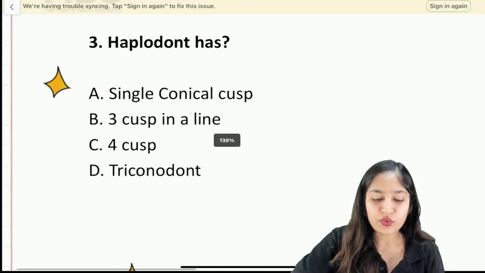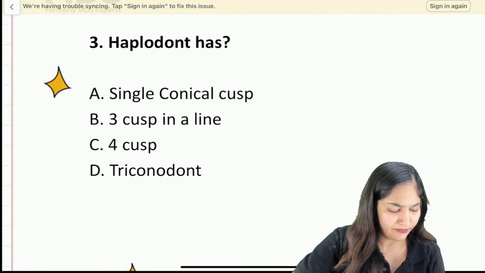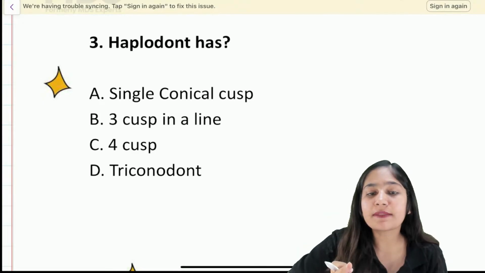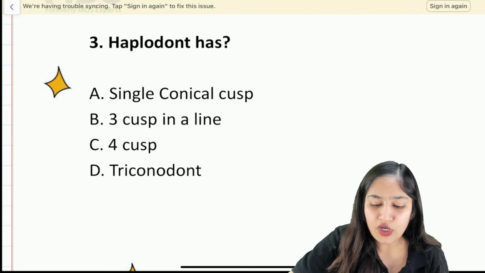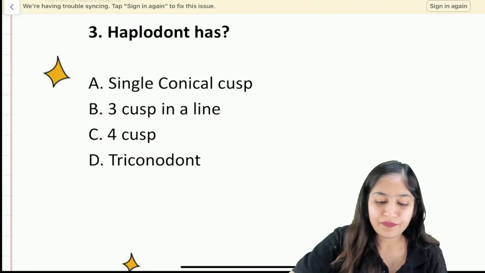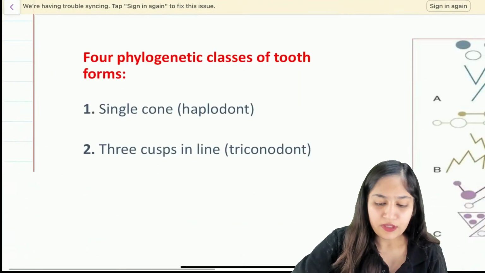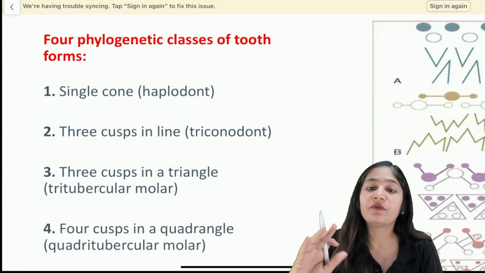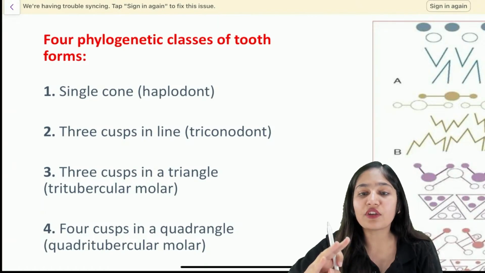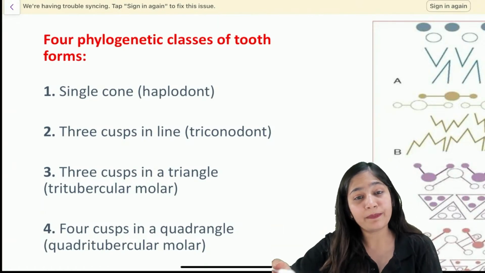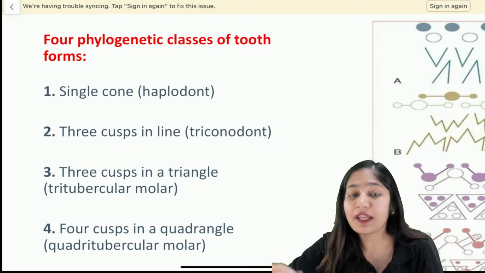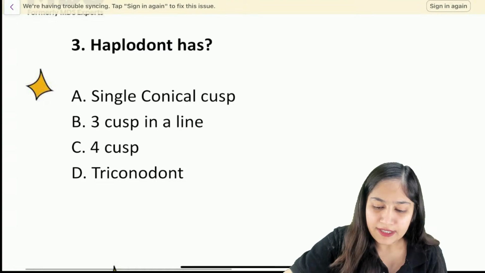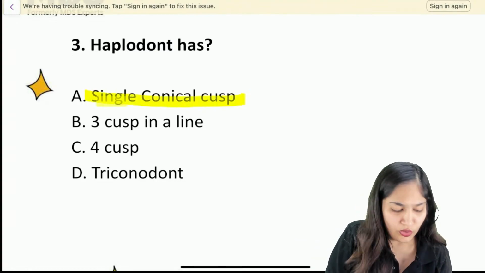Now coming to our next question, haplodont has single conical cusp, 3 cusp in a line, 4 cusp or triconodont. What is haplodont? Now this is again important: phylogenetic classes of the teeth. There are 4 important phylogenetic classes of the teeth, which are single cone, 3 cusp in a line, 3 cusp in a triangle and 4 cusp in a quadrangle. So the correct answer here is single conical cusp.